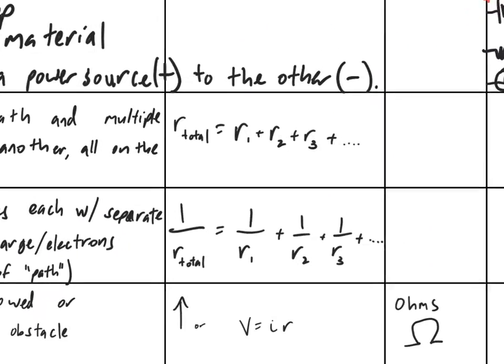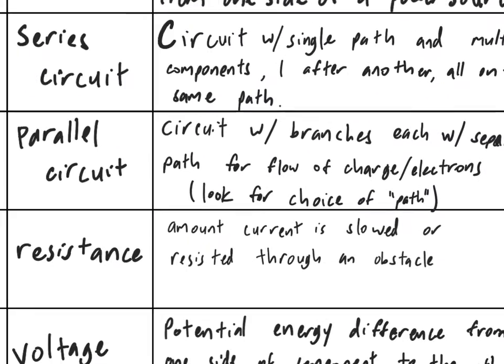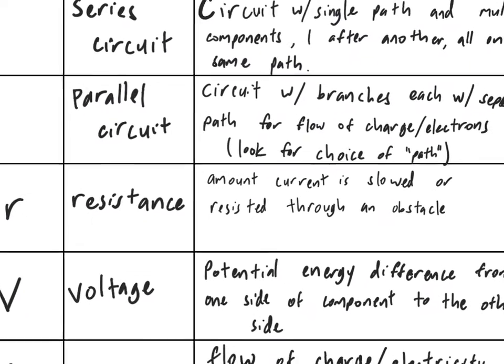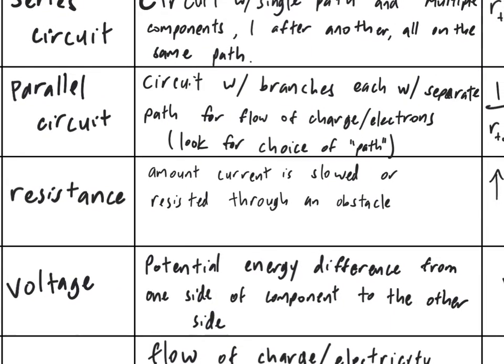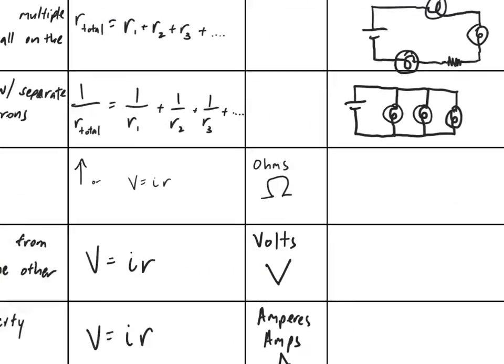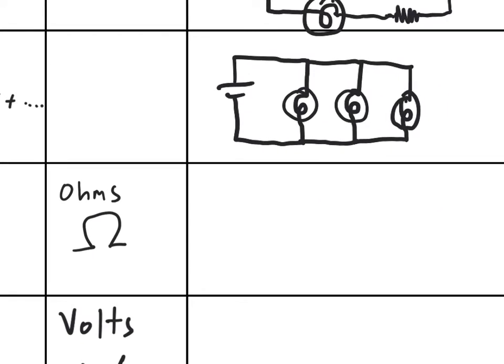Okay, our other option is a parallel circuit. A parallel circuit is one with branches, and each branch has a separate path for the flow of the charge or the flow of the electrons. So you know that it's a parallel circuit if you have a choice of which path the electrons or the charge is going to travel on. So here's an example of a parallel circuit.